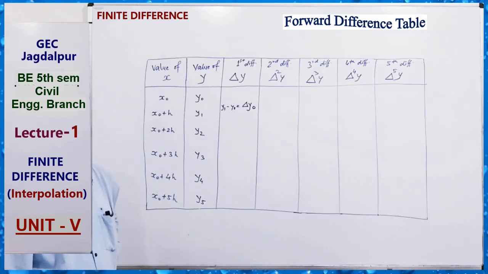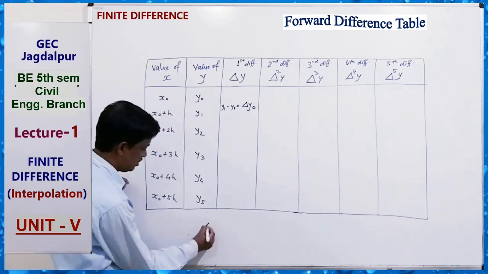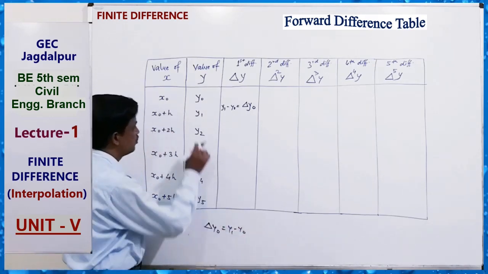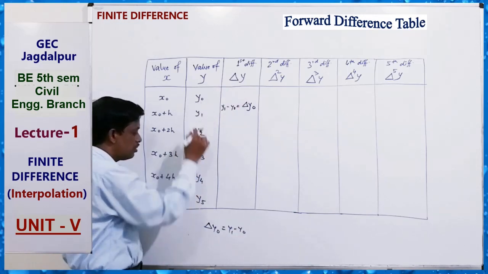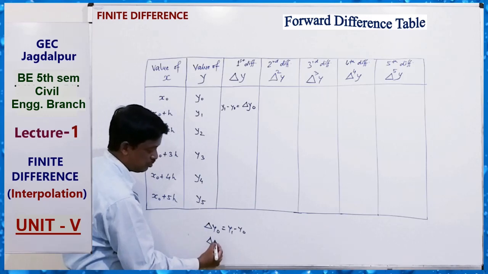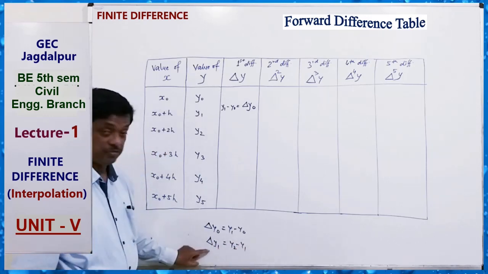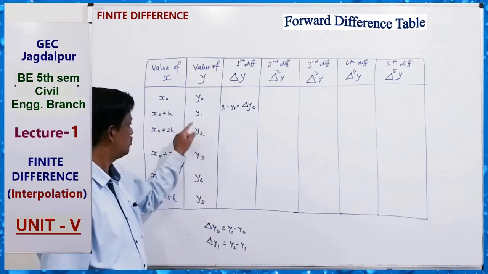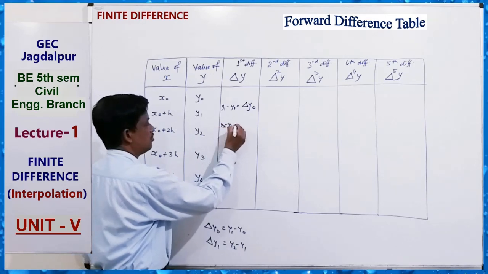We know this because y1 minus y0 means what? Del y0 equals y1 minus y0. So this minus this, del y0. So y2 minus y1, what? We know y2 minus y1 means this. Forward operator, y1 is subtracted from y2. So y2 minus y1 equals what?